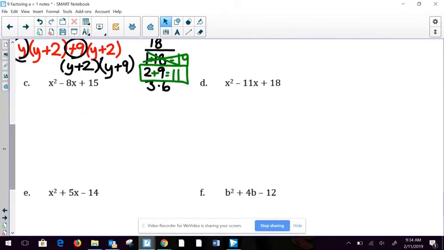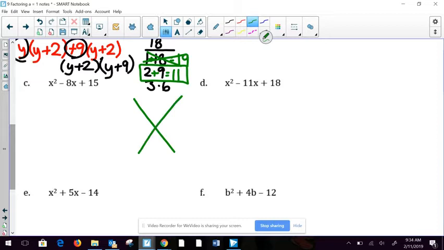Looking at letter C, again, I'm going to start with my x factor. So here's my x factor. And I have to multiply my first term a times my second term c. So what is x squared times 15? Right, 15x squared. And what number is in the middle? Be careful with your sign here. Now we have a negative 8x.